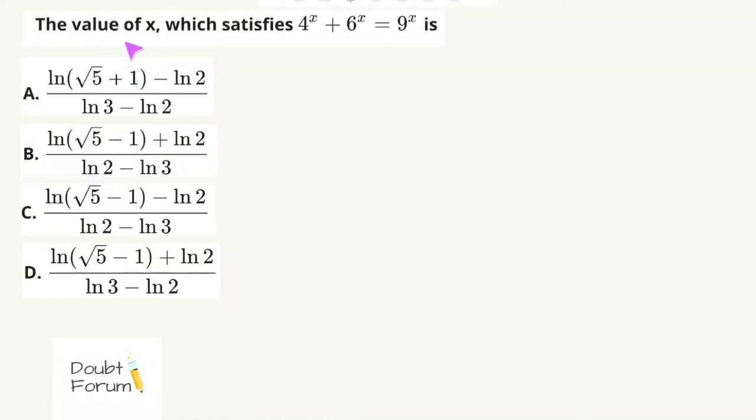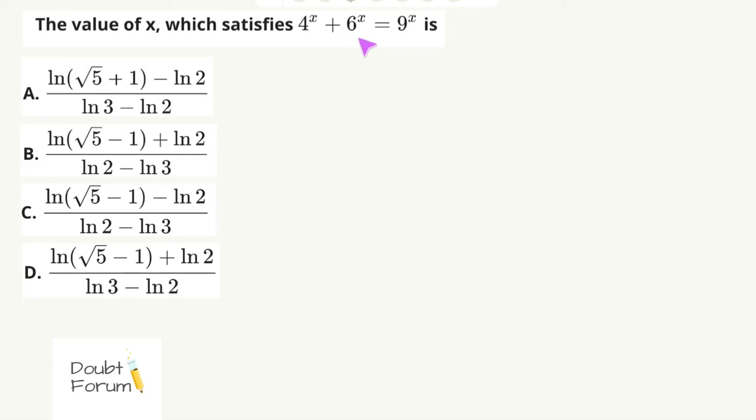This question asks: the value of x which satisfies 4^x + 6^x = 9^x is, and four options are given. To find the value of x which satisfies this equation, we will try to convert this equation into a quadratic equation form and then find the value of x.